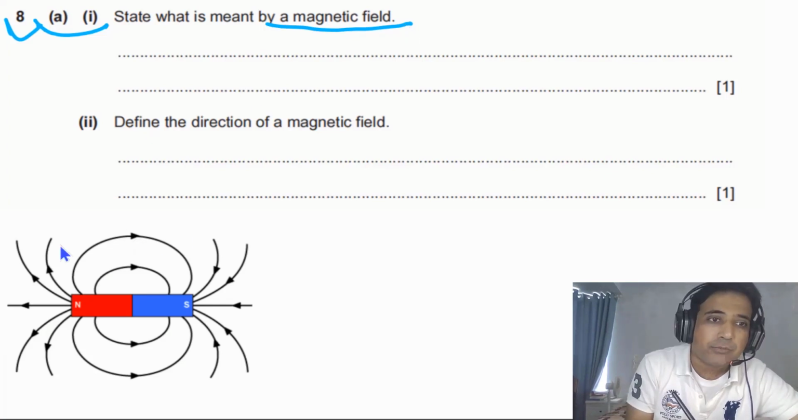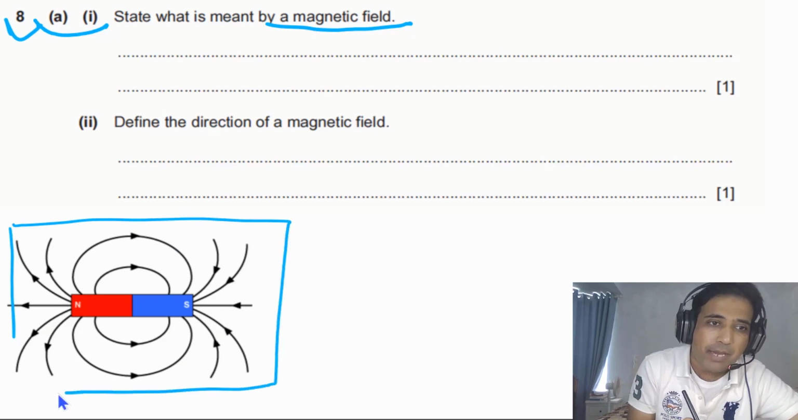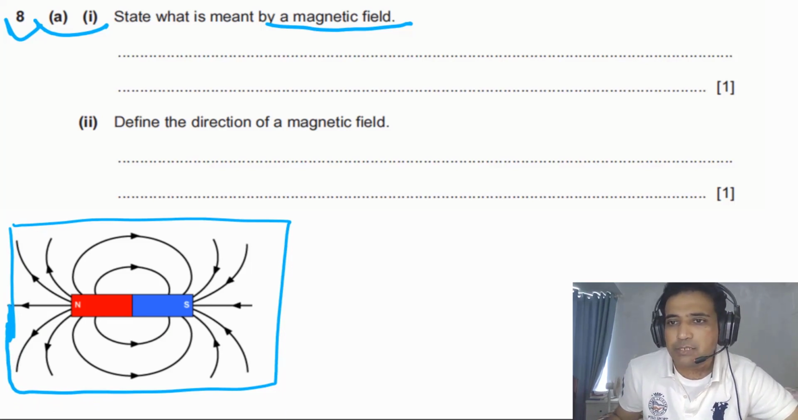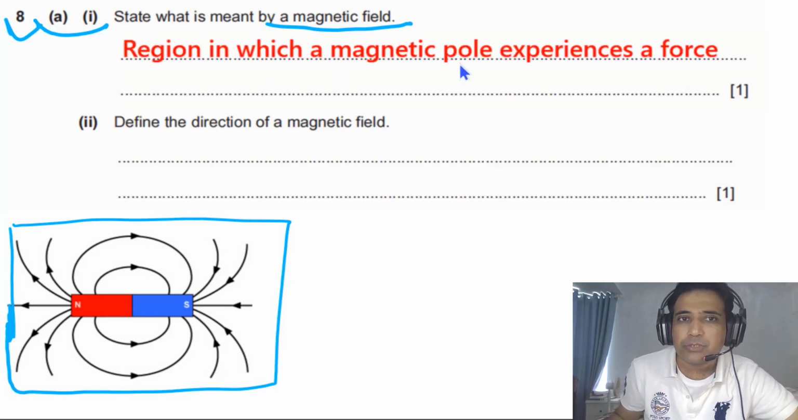So for this question, simply, a magnetic field means the region around the magnet. This region is the magnetic field. So for the answer to this question, we can say: region in which a magnetic pole experiences a force, or we can say another magnet will experience a force.